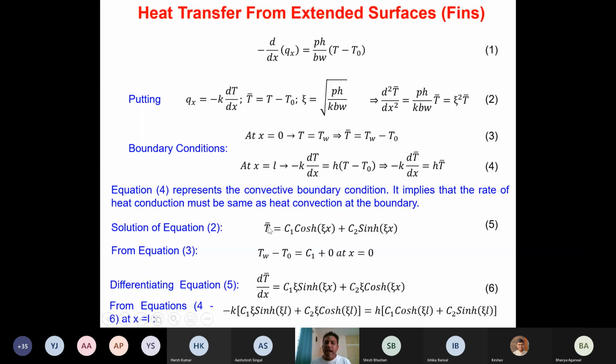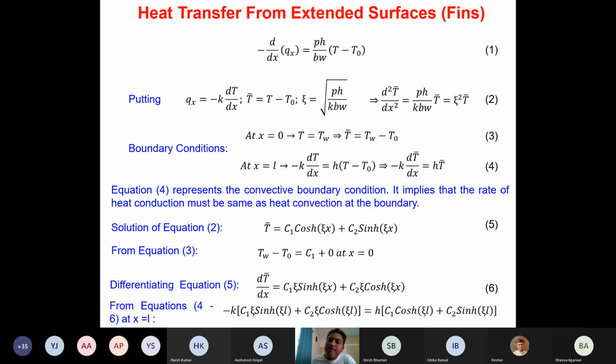that is equation number 3. So at x equals 0, this cos hyperbolic zeta x becomes 1, so this becomes c1. The second factor, sin hyperbolic zeta x, becomes 0, so that goes away anyway. And t bar is given as tw minus t naught. So tw minus t naught equals c1. So the first constant c1 is given as tw minus t naught by putting the first boundary condition, which is given in equation number 3.